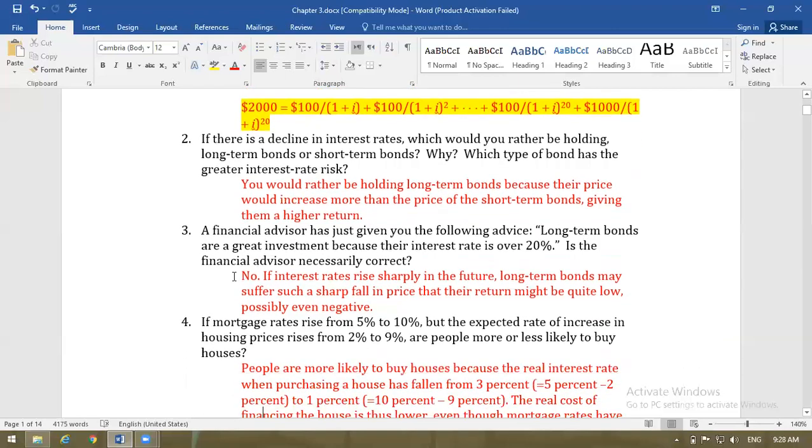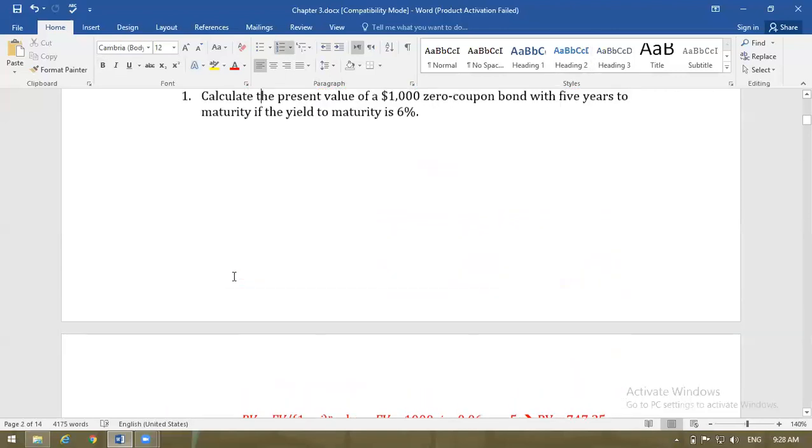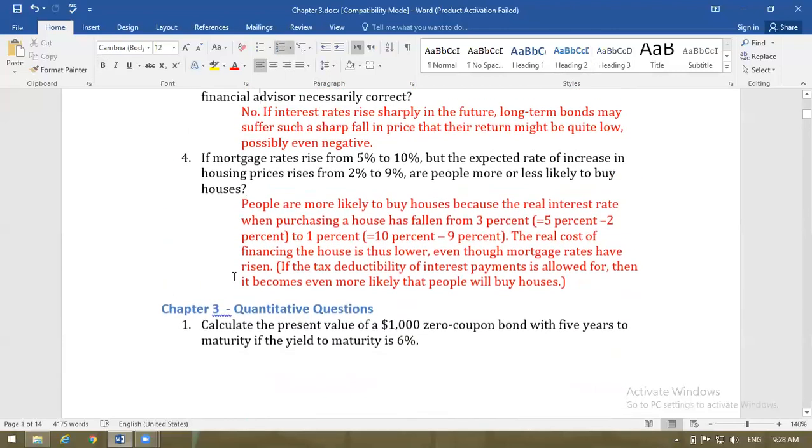Question 4: if the mortgage rate rises from 5 to 10%, but the expected rate of increase in housing prices rises from 2 to 9%, are people more or less likely to buy houses? Mortgage rate means a loan with some collateral.